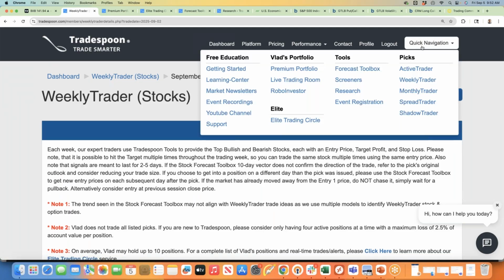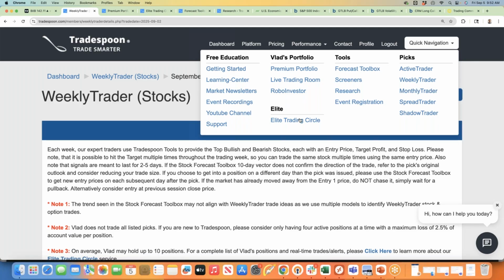These are ideas, vetted ideas, right? Generated by AI models, financial engineering, neural networks. We have several of these models. Then they're pre-screened by Keith and I, and they are posted on Sunday for weekly trader and monthly trader, and every day for active trader.